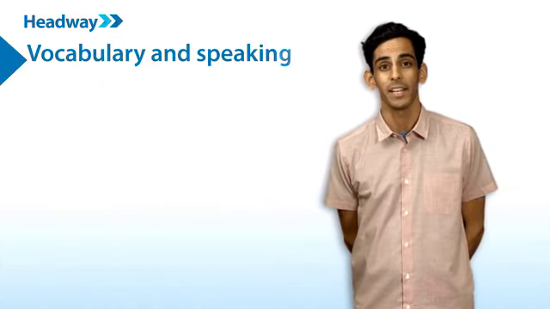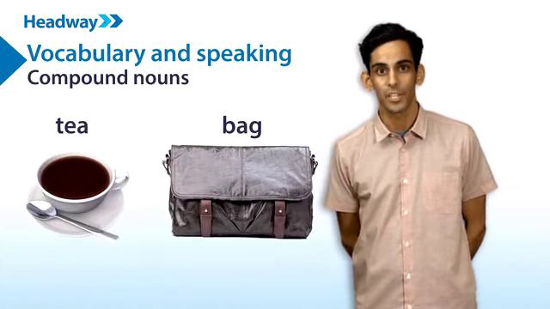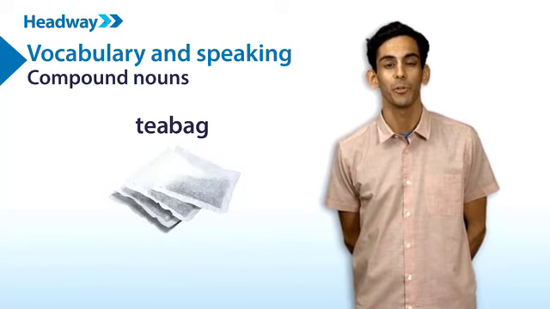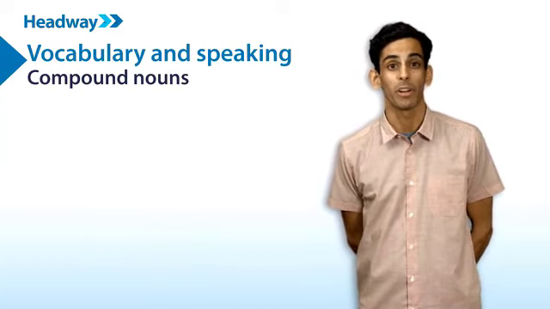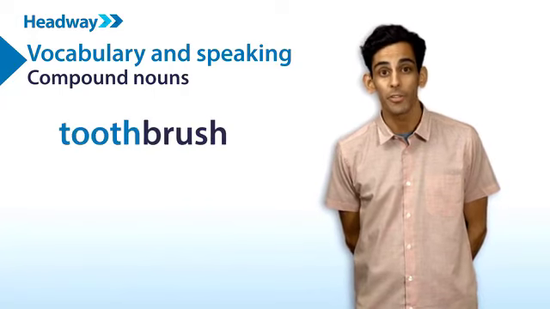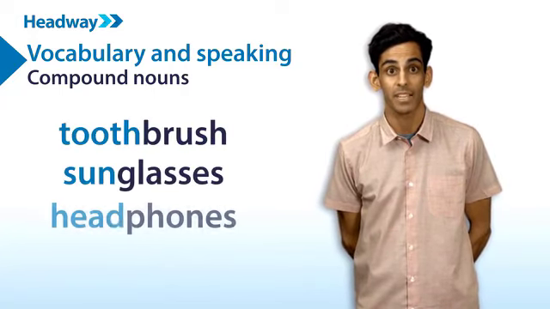Vocabulary and speaking looks at compound nouns, where two nouns come together to make a new word. You probably already know lots of examples: toothbrush, sunglasses, and headphones.